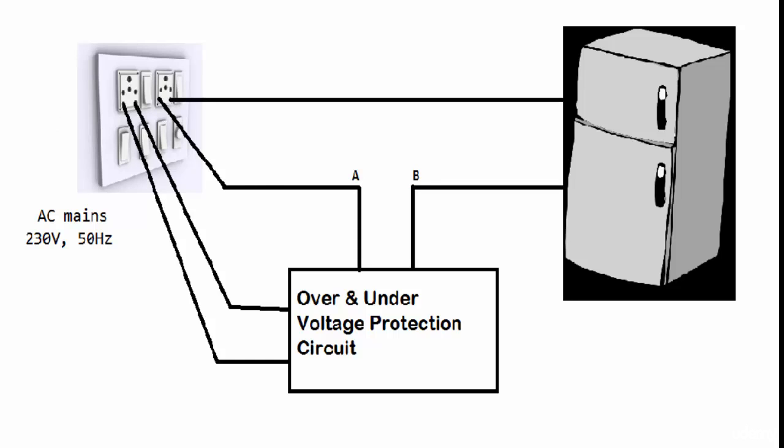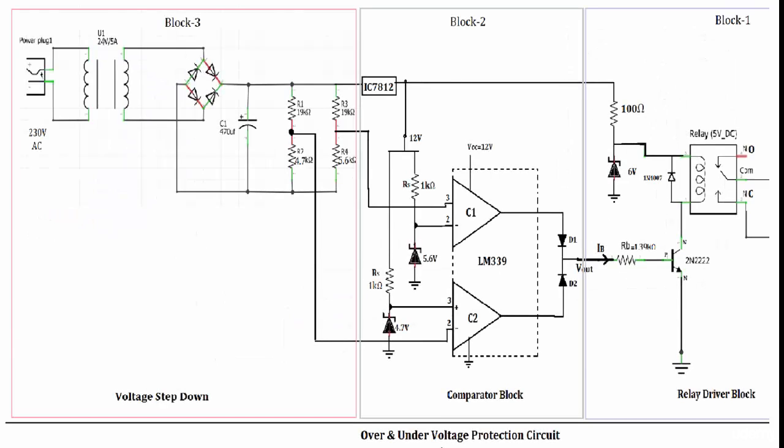Let's have a look at the circuit of the OV and UV protection system. Here is the input of the circuit and here is the output. I'm dividing the system into three blocks: step down block, comparison block and a switching block.